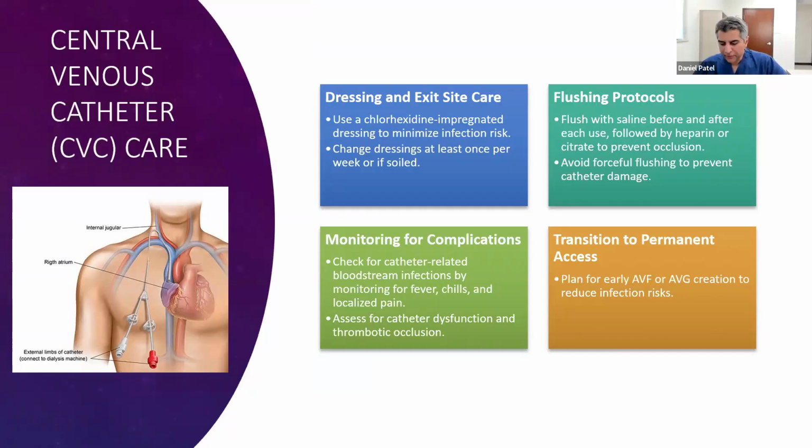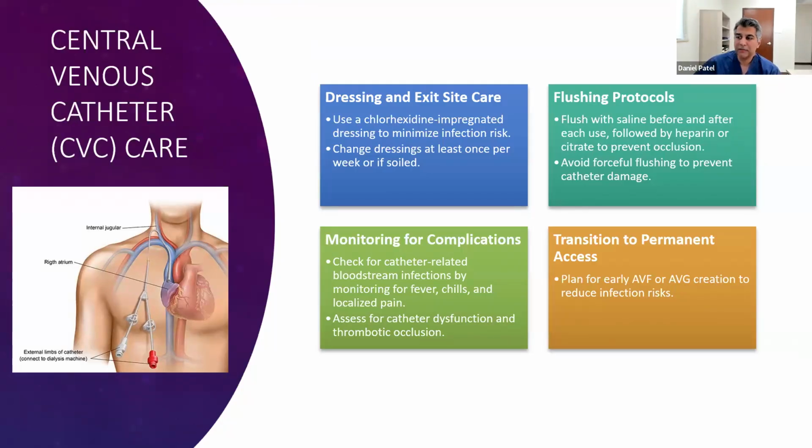For central venous catheters, you're all probably familiar with the care: your basic dressing and exit site care, cleaning it well, changing the dressings. I prefer that the dressings are changed every treatment, but that's not always a protocol in every unit. Usually at least once a week, we want the dressings changed and somebody looking at it, making sure there's no pus, no purulence, no signs of infection. You want to flush the catheters before and after you use them. Most of the time we use heparin. Sometimes you can't use heparin.